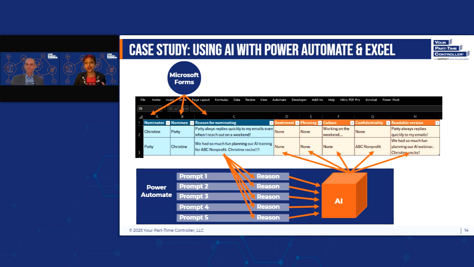Take a look at your current processes, both manual and automated. If part of the process introduces ambiguity or maybe requires some degree of judgment, you may be able to make those processes less manual, more automated, more efficient through the use of generative AI.